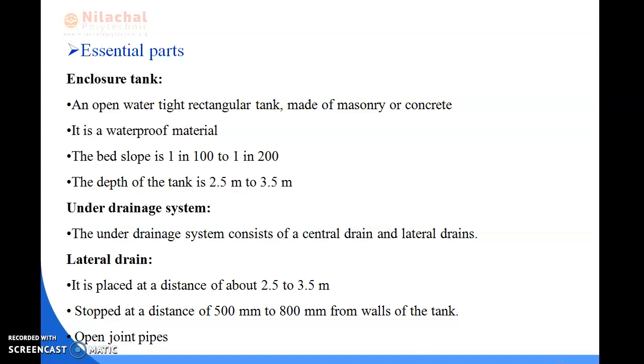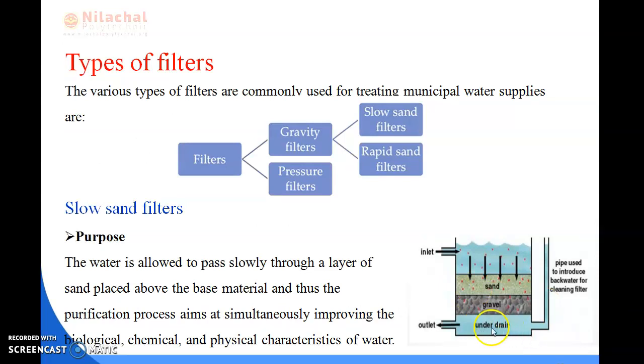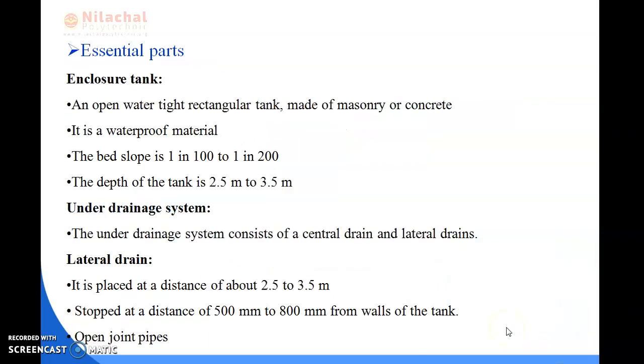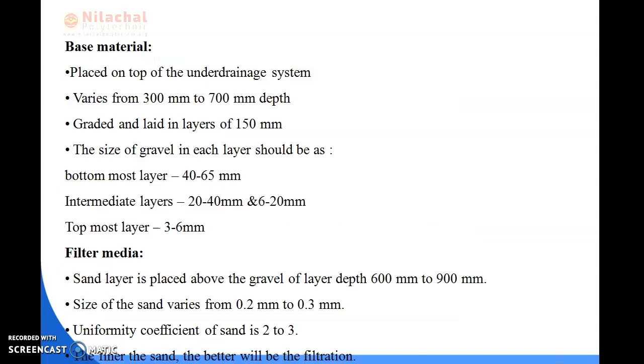Next we will be reading about the under drainage system. You can see here this is the under drain system. The under drainage system consists of two parts: first is the central drain and the lateral drain. The lateral drains are placed at a distance of about 2.5 to 3.5 meter in between, and they stop at a distance of 500 millimeter to 800 millimeter from the walls of the tank. They are open joint pipes. This is all about the lateral drain.